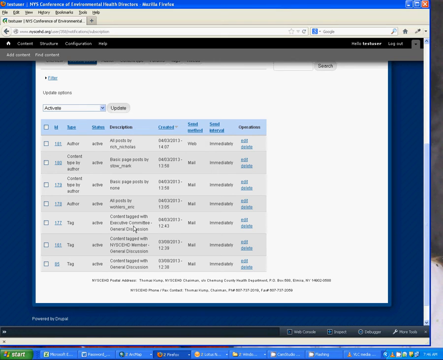I'm also subscribed to content in different forums, and how it does the forums is the forums have a tag. And so it would be content tagged with this particular forum, the general discussion forum, the NICEAD member discussion, and the executive committee discussion. So those are my active subscriptions.